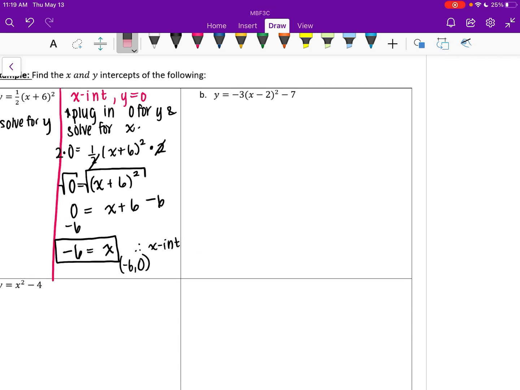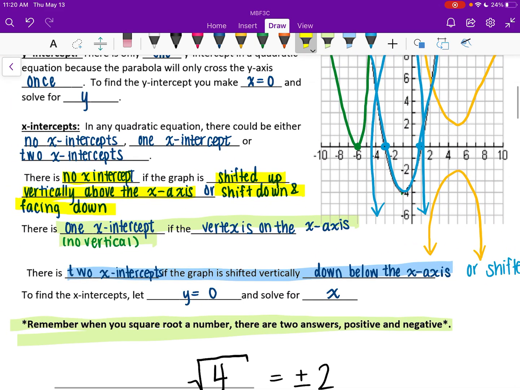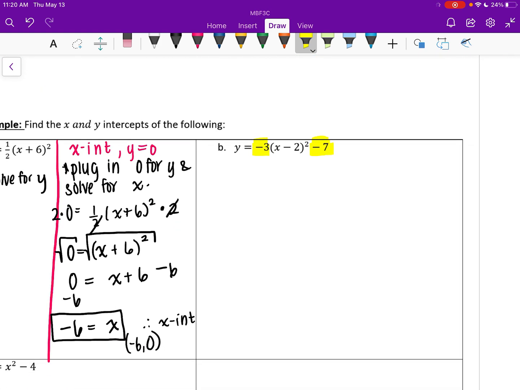Okay, so let's try and do A, obviously a little bit more complicated because we have a little bit more shifts going on. So now I know that this is going to be facing downwards because it has a negative 3 value here. So it'll be facing downwards and it's shifted down by 7. So if I go back here and I look at my graph, there's no x-intercepts if it's shifted down and facing down. So we're going to have no x-intercepts.